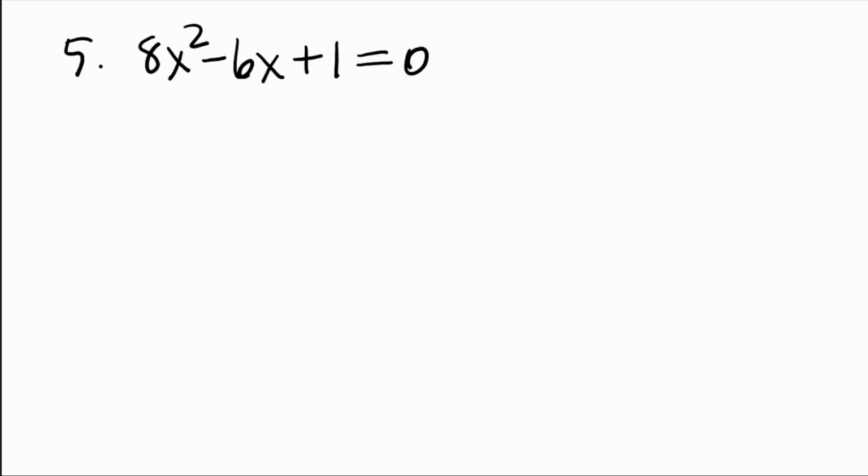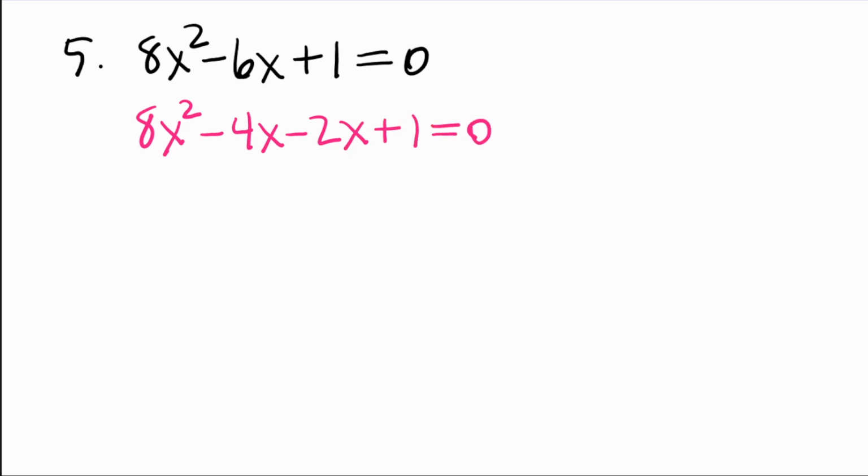Here's one that I am looking at, and I'm thinking this one's factorable. Okay, I'm looking at multiplying 8 times 1, and I'm asking, what are two numbers that multiply to 8 while adding to negative 6? That would be negative 4 and negative 2. So I can split up negative 6x into negative 4x and negative 2x. And then I'll factor by grouping.